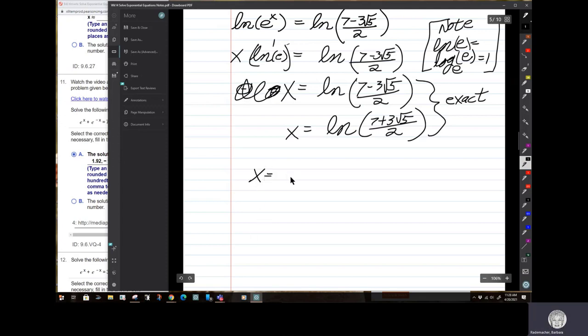x equals x squiggle negative 1.92, x squiggle positive 1.92. Woohoo! Was that hard or was that hard? That takes practice.